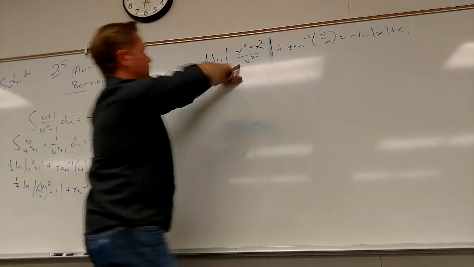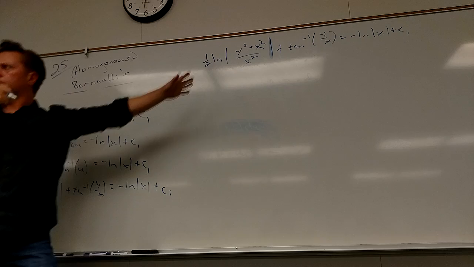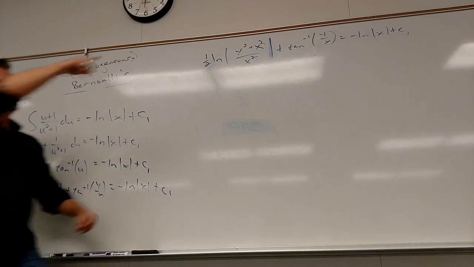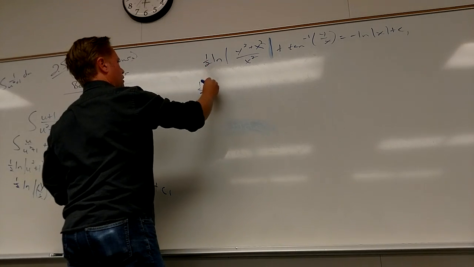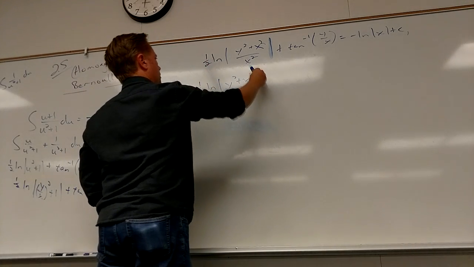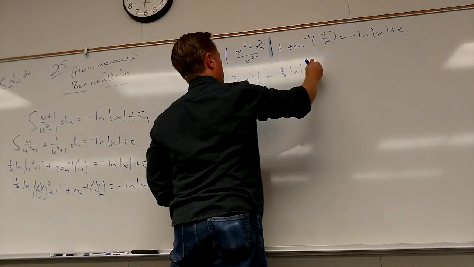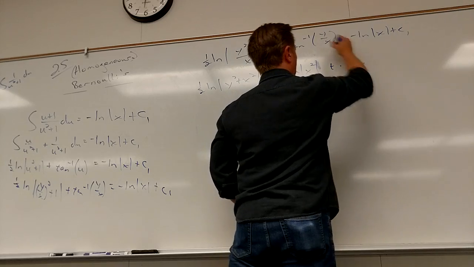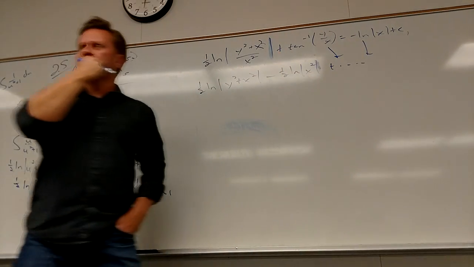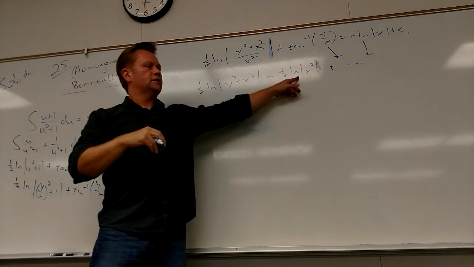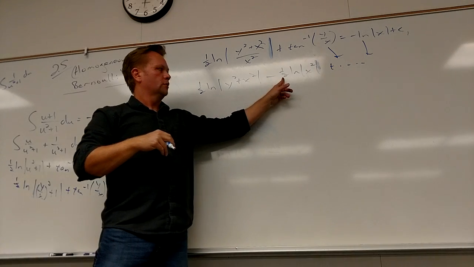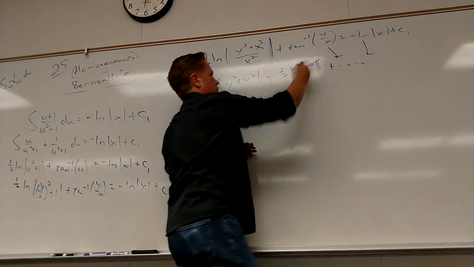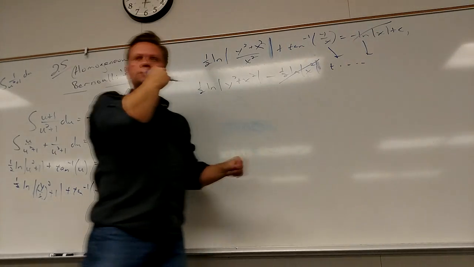Now watch. Is that cool? LCD? Right? Okay. So isn't this 1/2 natural log of y squared plus x squared minus 1/2 natural log of x squared? Right? And then, of course, this is just natural log of absolute value of x, and then those cancel. That cancels with this. That's what I'm trying to say. Right?